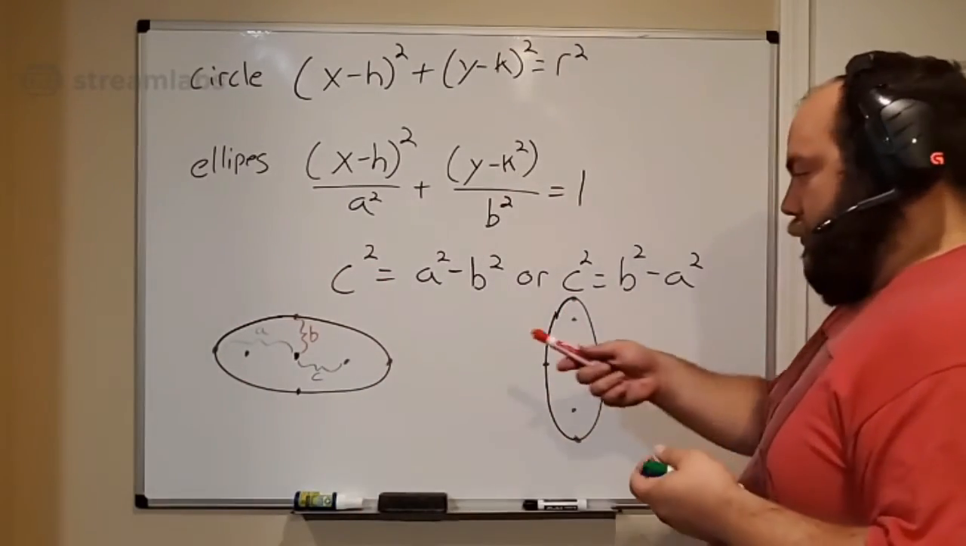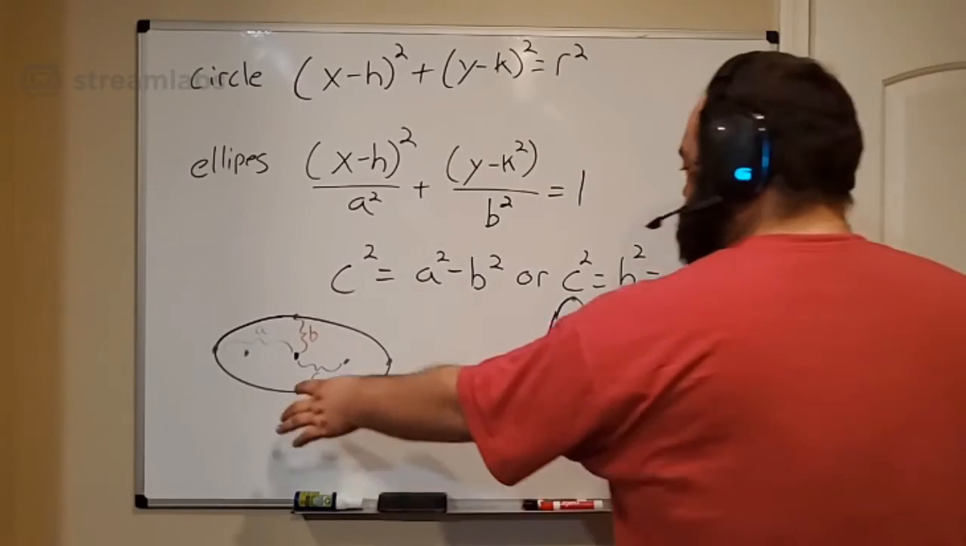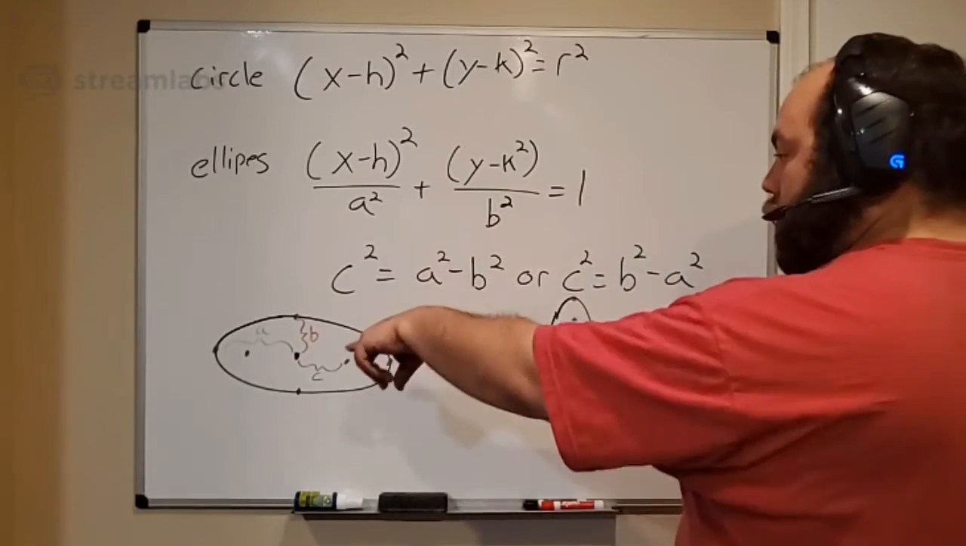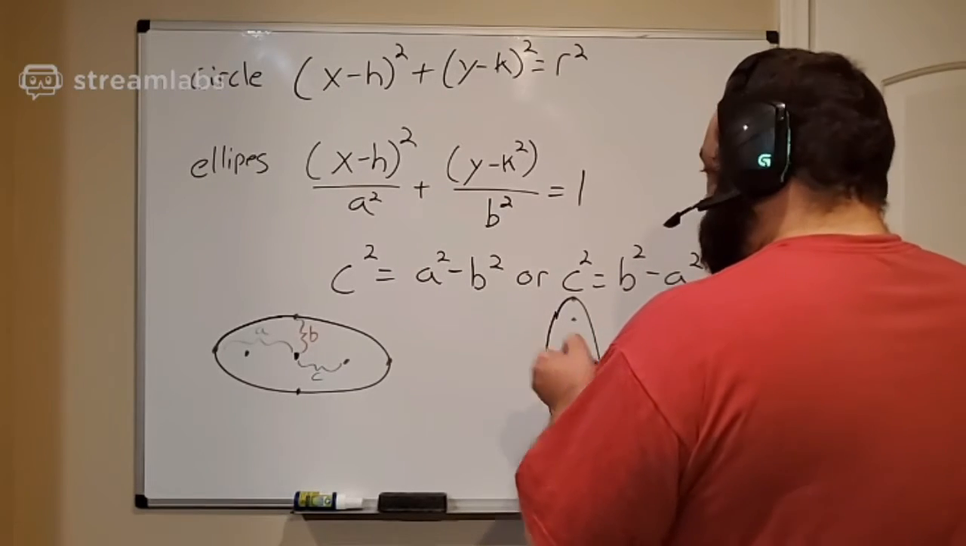So your C value will be from the center to your focus. Your B value will be from the center up to the top. And then your A value will be left and right.